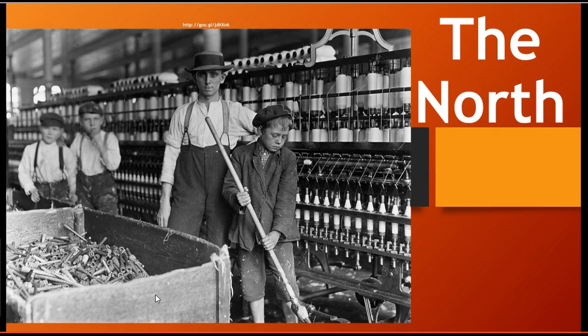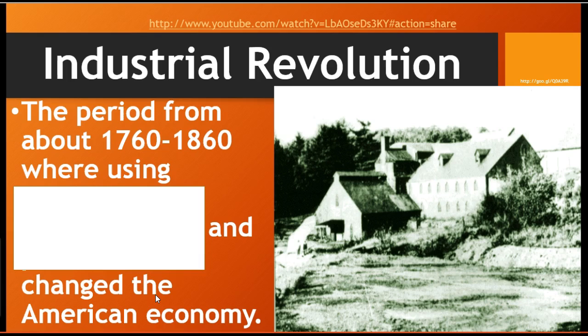And the picture you can see on the PowerPoint here is of a father and son and some small boys that are working in a factory. And much of what the Northern economy was all about was factories and making things. And so that's what leads us to the Industrial Revolution.